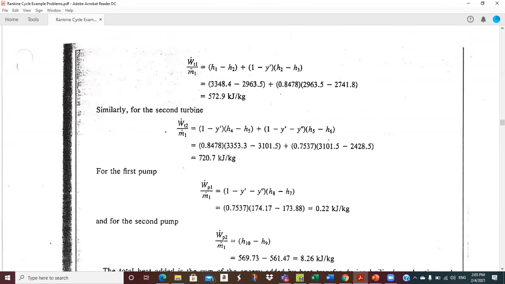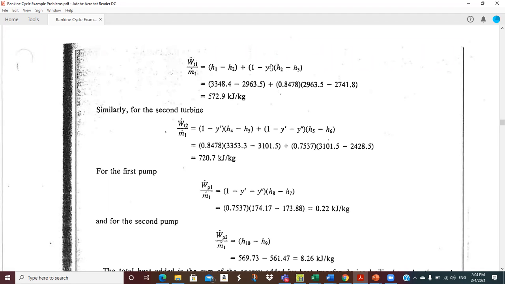Okay, so for the turbine, and this is per unit of steam, of main steam flow, m.1. So it's just the enthalpy difference, because this is the first turbine, right? And the first turbine has 2 sections. The first section is the full steam flow, so there's no qualifier. So it's just H1 minus H2. But then we extract y prime. And so for the second part of the first turbine, it's H2 minus H3, but we have to multiply by 1 minus Y1 because all of the steam doesn't go through the second stage.